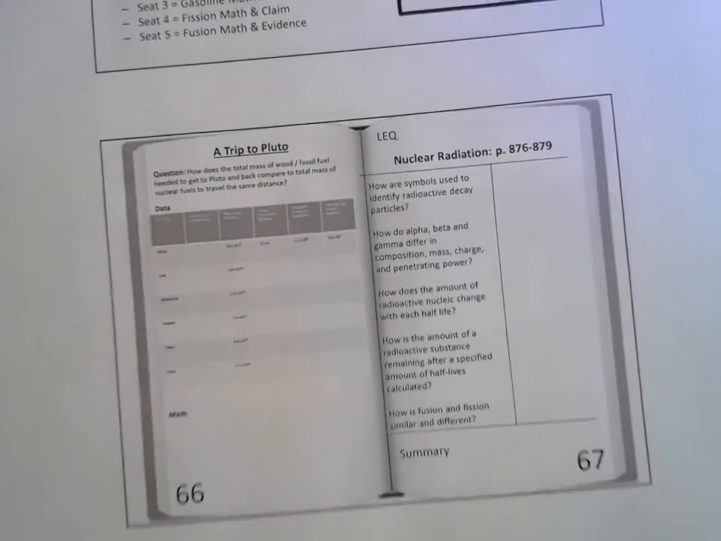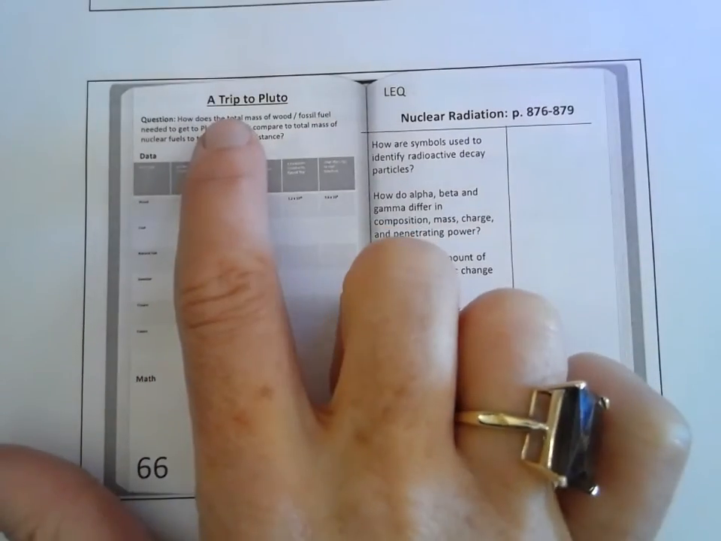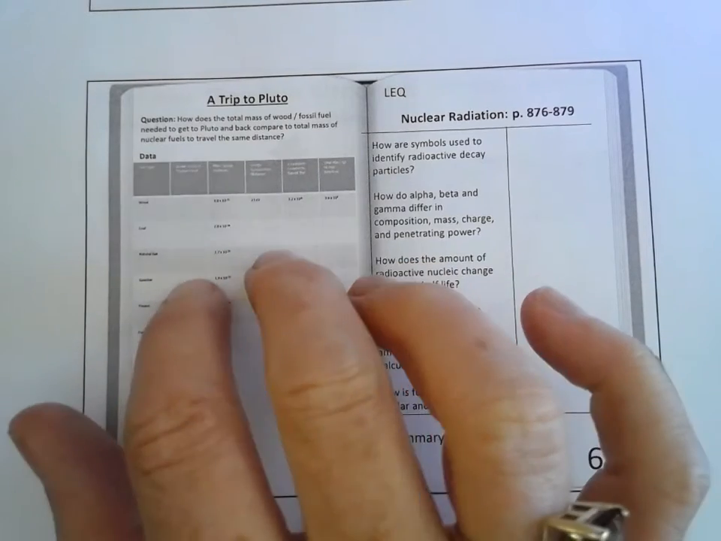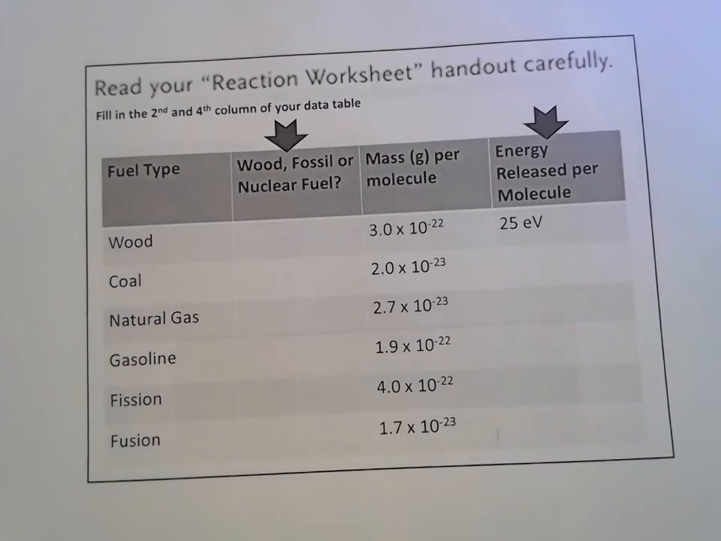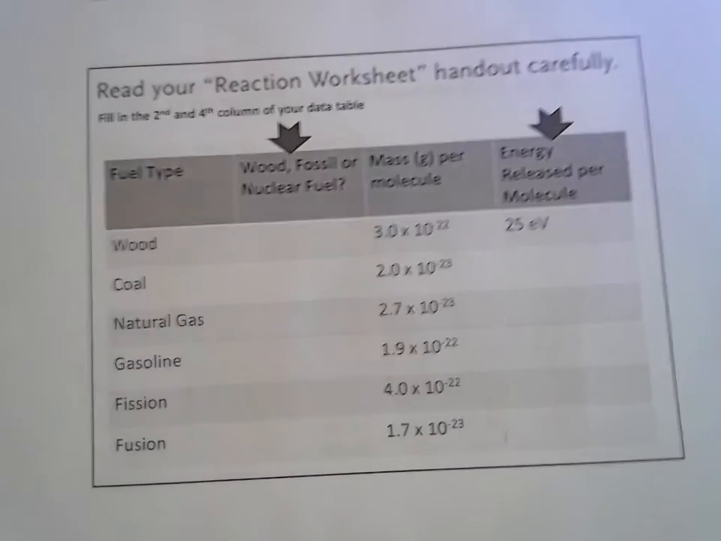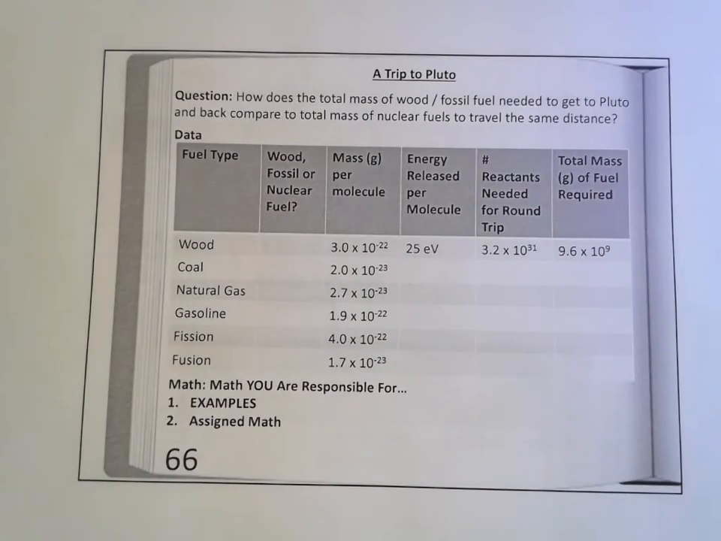Here is an overview of pages 66 and 67. The title, the question, which I'll show you in a second, the data table, and then the math. All right, here is 66, zoomed in. So, a trip to Pluto is the title. The question: how does the total mass of wood and fossil fuels needed to get to Pluto and back compare to the total mass of nuclear fuels to travel the same distance?